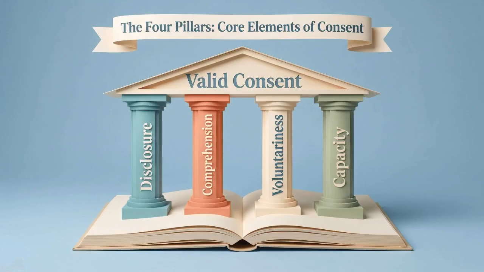First, there's disclosure, which is the provider's duty to share all necessary information. Second, we have comprehension, meaning the patient must actually understand what's being disclosed. Third is voluntariness, ensuring the decision is made freely, without any pressure or coercion. And finally, there's capacity, which refers to the patient's clinical ability to make a decision at that specific moment. If even one of these pillars is weak or missing, the entire consent process is compromised.